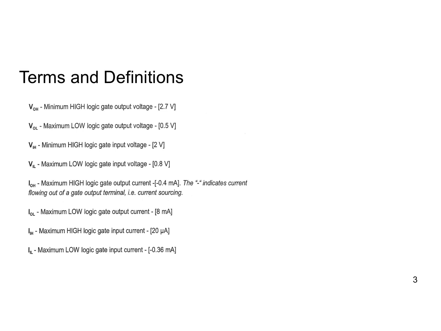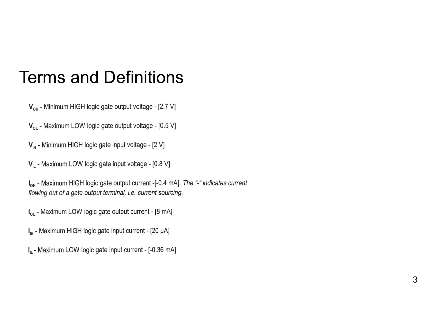VOH is the minimum high logic gate output. Okay, that's at 2.7 volts. That's like the output of a gate. It's guaranteed by the manufacturer to be at least 2.7 volts. And of course, it can wander up to the power supply, which is typically 5 volts.